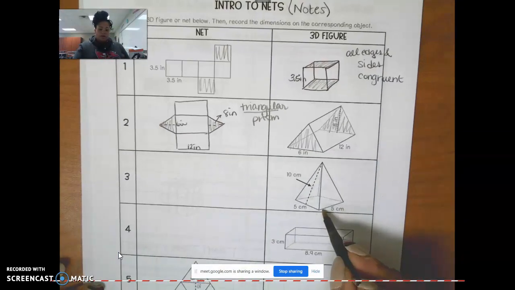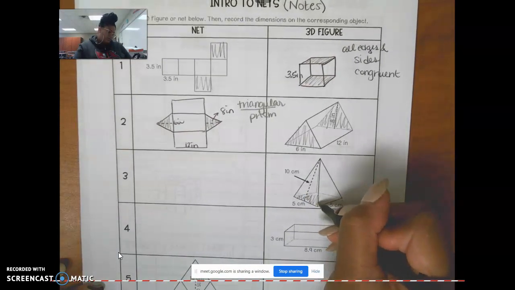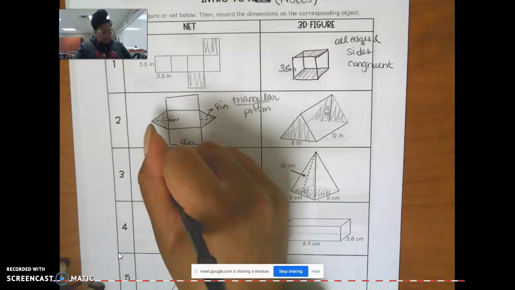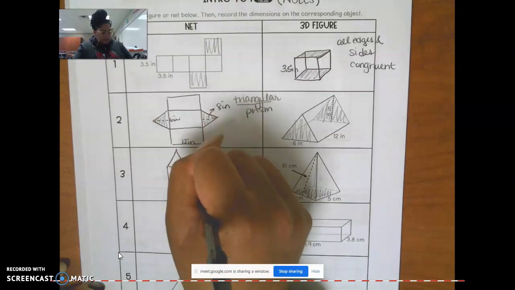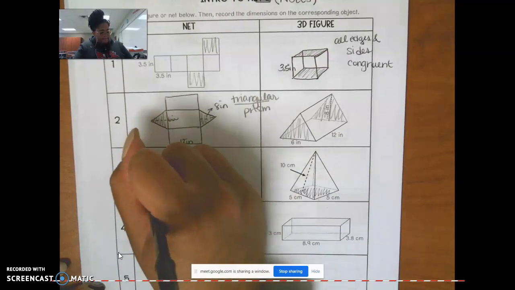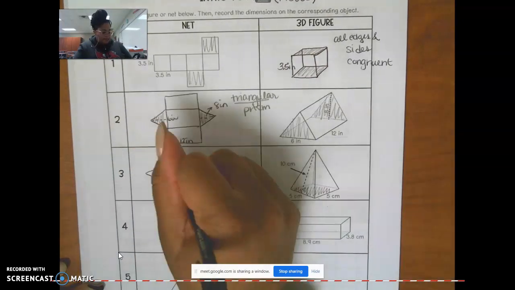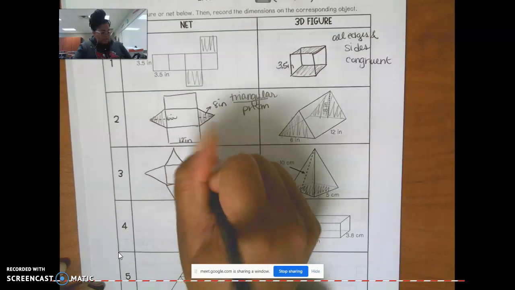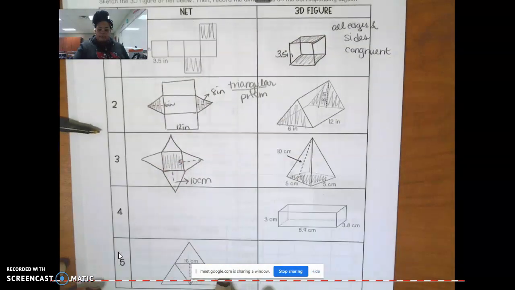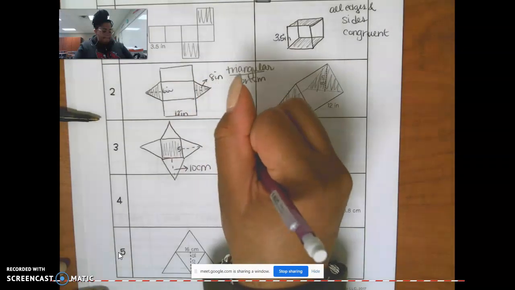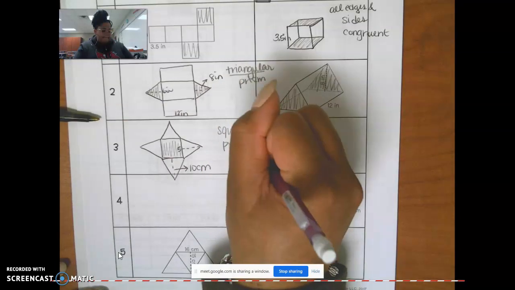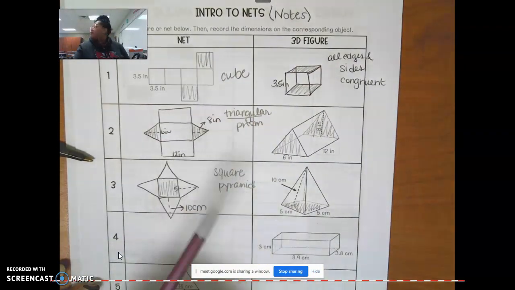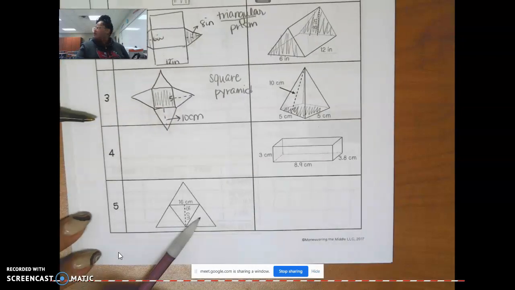Okay, this is a square pyramid, so my base is a square. Draw the square. And then I need 4 triangles. And then the height is 10 centimeters. Shade in the base. Okay, I've got my cube, triangular prism, square pyramid, rectangular prism, and triangular pyramid down here.